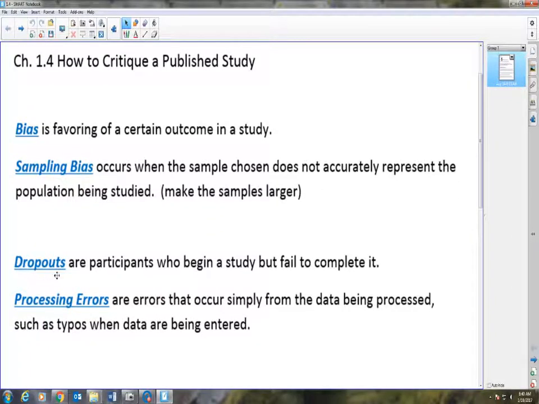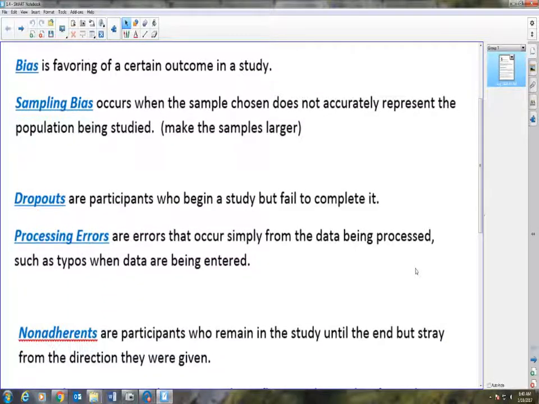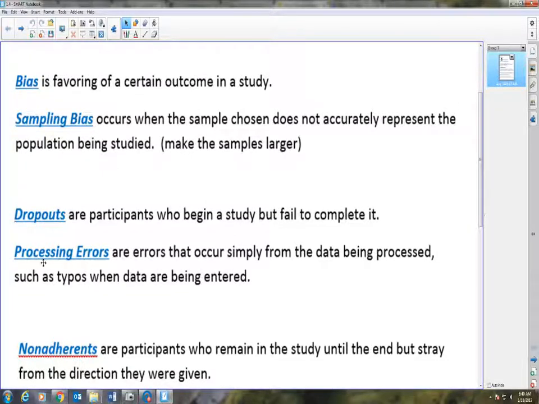Dropouts are participants who begin a study but fail to complete it. Processing errors are errors that occur simply from the data being processed, such as typos when the data are being entered. That can happen, and when processing error occurs, it can actually lead to bias.